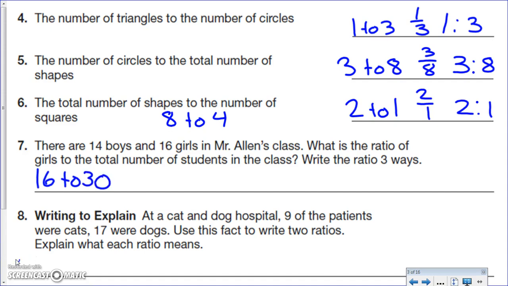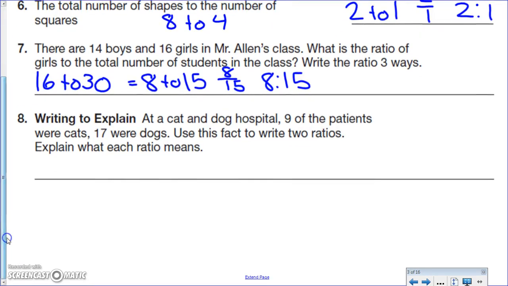So our ratio starts out as 16 to 30. But now we need to simplify. So we're going to divide both sides by 2, and we get a ratio of 8 to 15. And again, we're going to write it in all 3 ways.